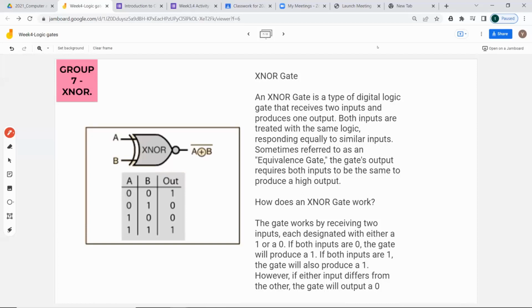This is an XNOR gate. An XNOR gate is a type of digital logic gate that receives two inputs and produces one output. Both inputs are treated with some logic, responding equal to similar input, sometimes referred to as an equivalence gate. The gate requires both inputs to be the same to produce a high output. Thank you, madam.